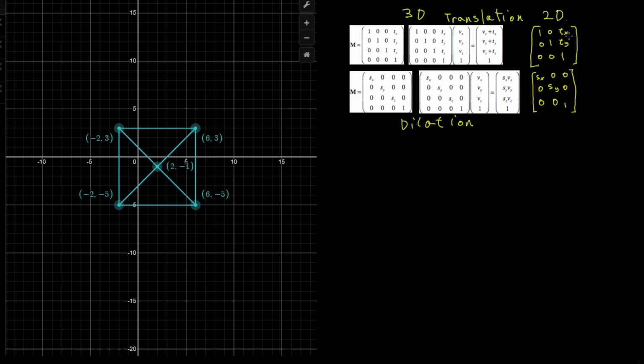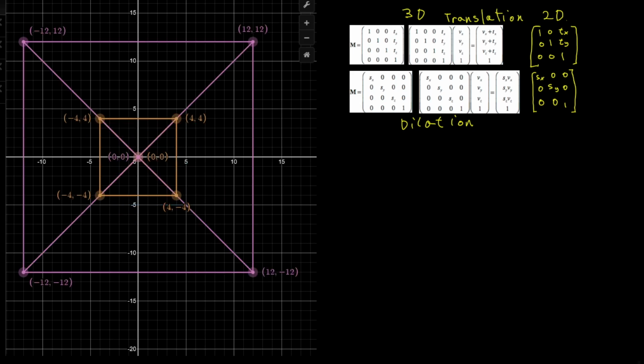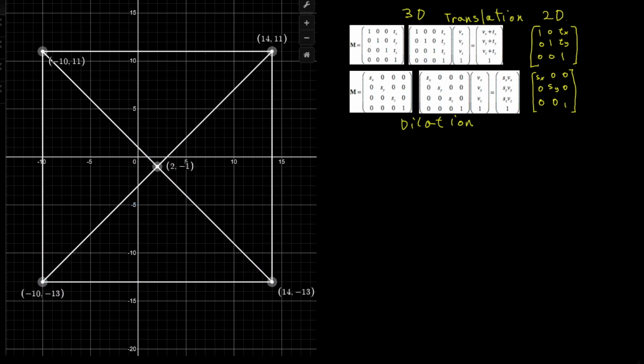What I have here in yellow, that is the 2D version of it, which is what we're going to be using for this problem here. I have diagonals here so that you can see the center of the square. You don't need it, but it's nice to have. We're going to translate it to the origin. Then we're going to dilate it, and then we're going to move it back, all by matrix multiplication.